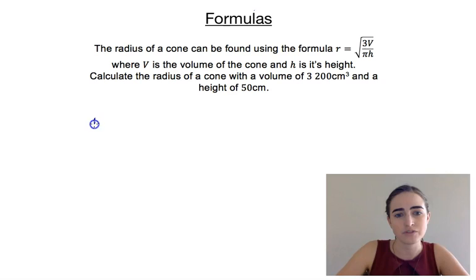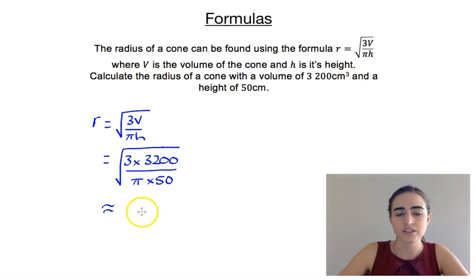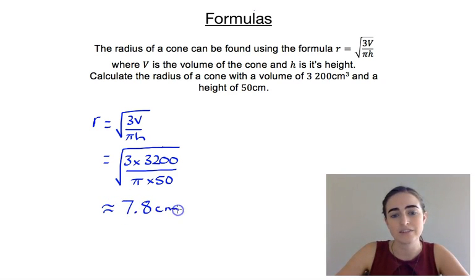So we'll rewrite our formula as it is. So r equals the square root of 3v over pi h. And then we'll substitute in what we know. So we've got our square root of 3 times the volume, which was 3,200, divided by pi times the height, which was 50. So then we're going to put that all in your calculator, and if we round it to one decimal place, we'd end up coming out with 7.8 centimetres for the radius of that cone. So it's important when you're putting that in there that it's taking the square root of all of that. So you need to make sure you've got your brackets in the right places.